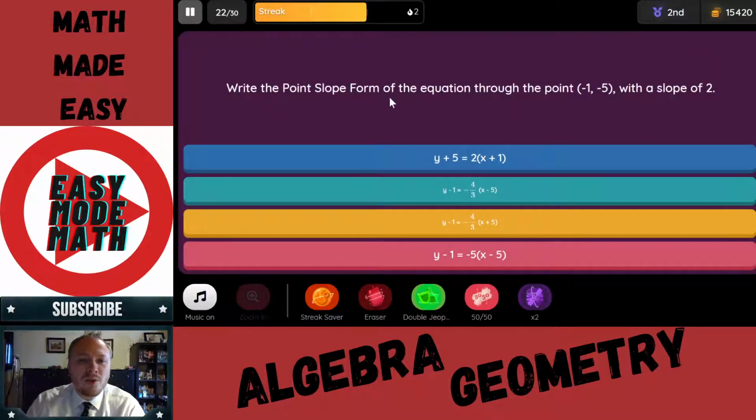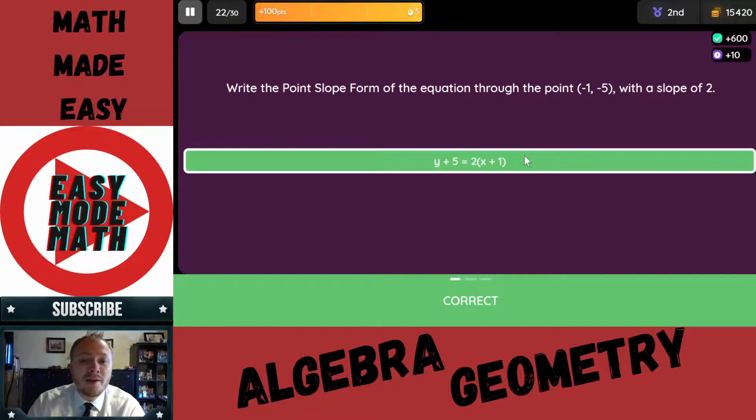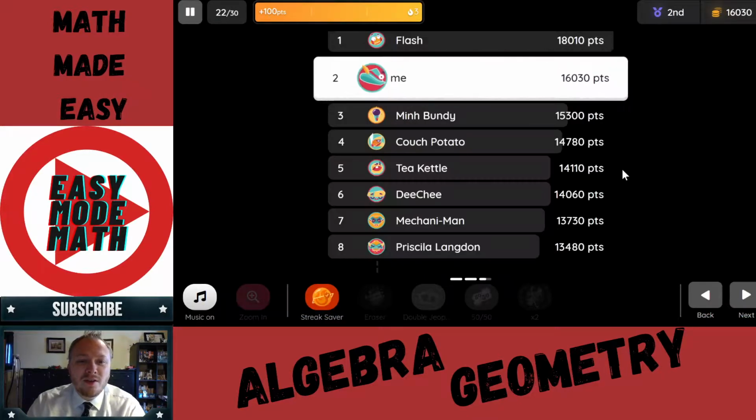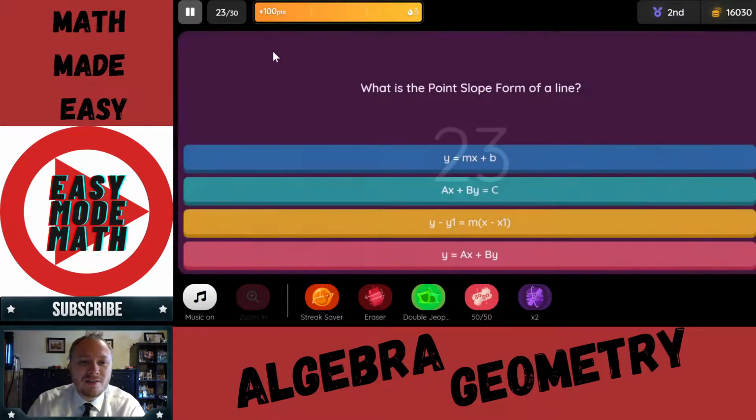Write the point-slope form of the equation through the point -1, -5 with a slope of 2. Point slope. All of these are already in point slope for you, which is nice. But if it wasn't, we could put it in point slope. Should be y plus 5 equals 2 times x plus 1. Those signs will change when we substitute them in there. Almost there. 7 more to go.